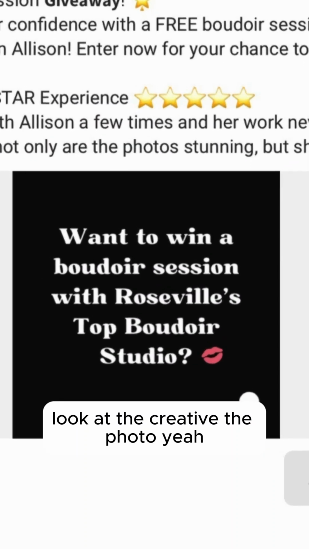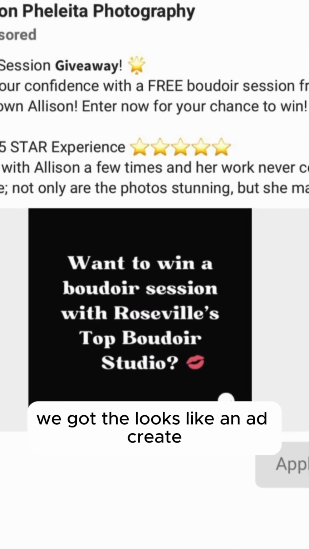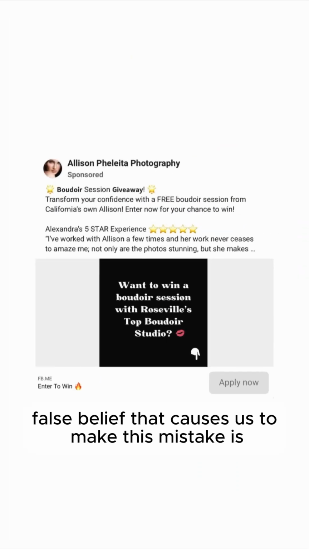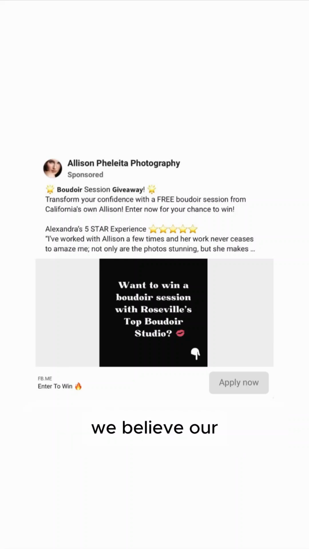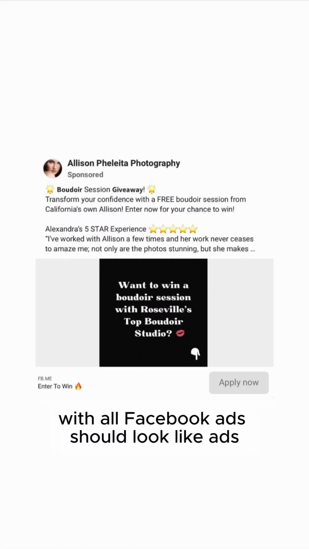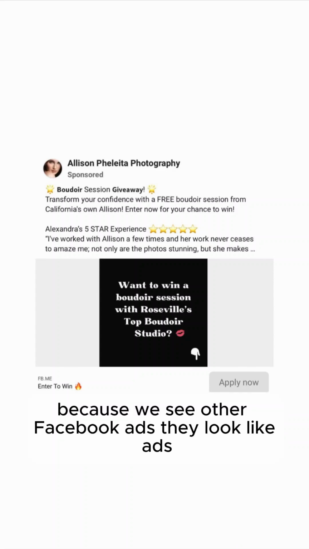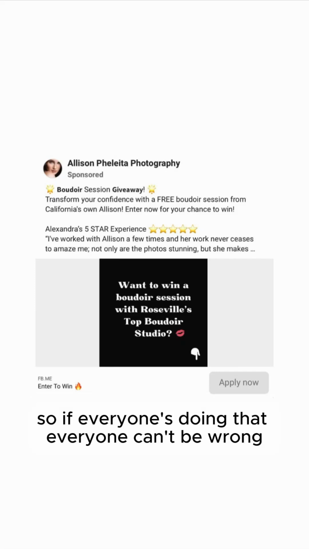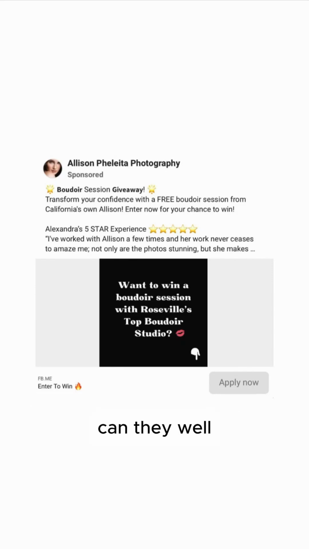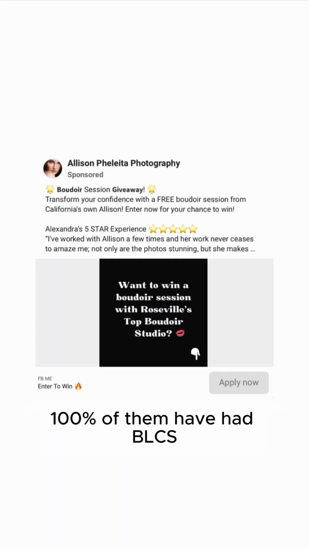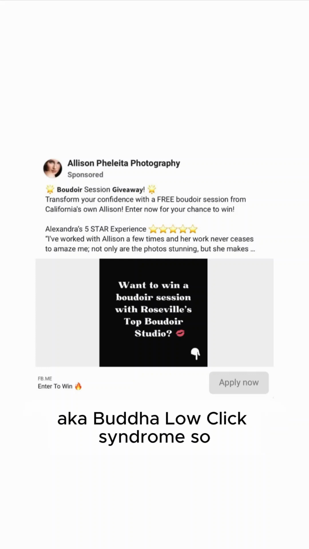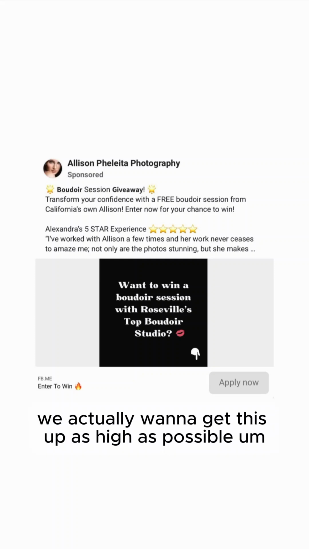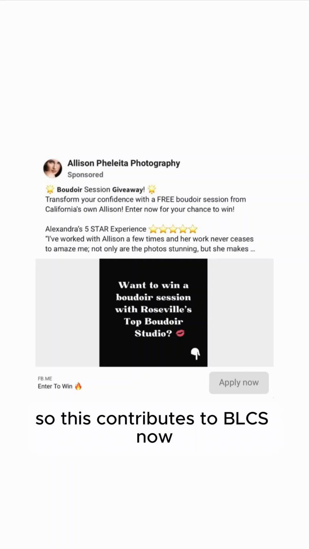Next, look at the creative, the photo. Yeah, we got the looks like an ad mistake here. The false belief that causes us to make this mistake is we believe our Boudoir Facebook ads should look like ads, because we see other Facebook ads, they look like ads. We see other Boudoir Facebook ads, they look like ads. So if everyone's doing that, everyone can't be wrong, can they? Well, every Boudoir Facebook ad I've seen, 100% of them have had BLCS, aka Boudoir low click syndrome. So we actually want to get this up as high as possible. So this contributes to BLCS.